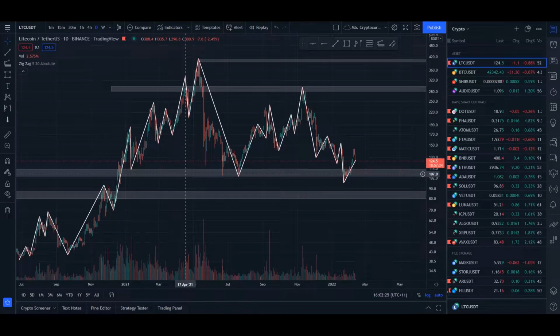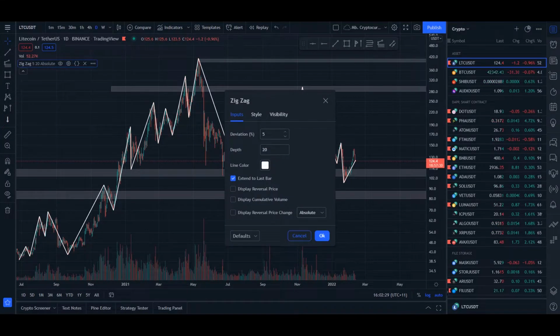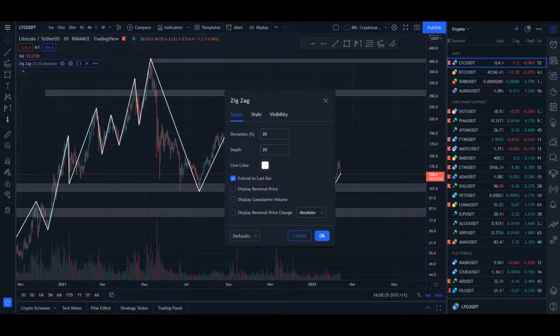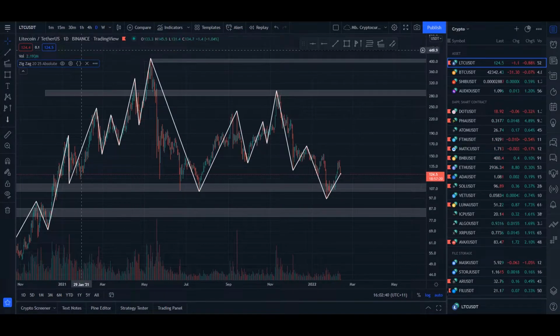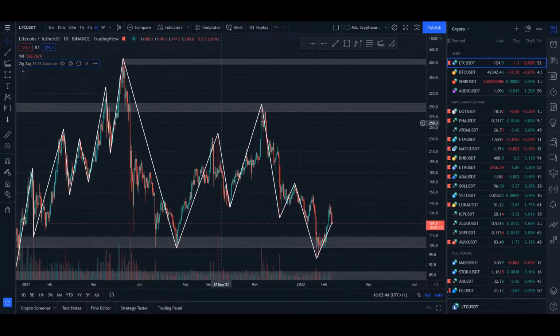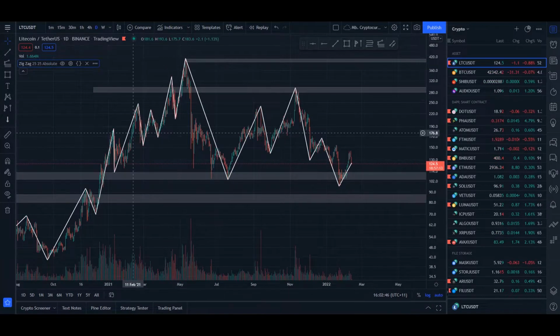Now, that was the major. How about the minor? Let me change the deviation to 20 to see what changes. Still not that big. Let me make depth 25. Still not much of a difference. I use a maximum of 25 to 30 for the daily time frame, because if it goes above that, there's not much point in using daily versus weekly.